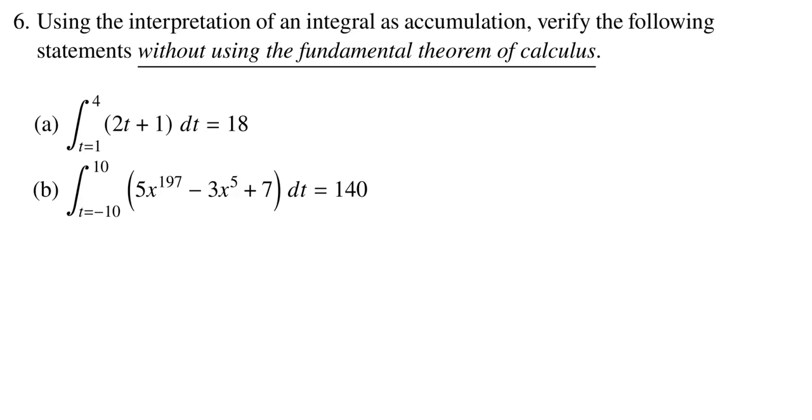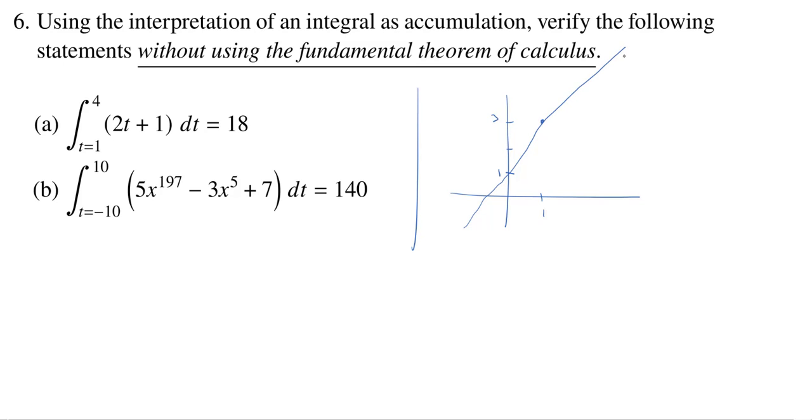So let's look at this first integral. This is asking us to compute the accumulation of the function 2t plus 1. That's just a line, right? So let's draw a picture. 2t plus 1, let's see. That means the y-intercept is 1. Then it's going to go up at a slope of 2. So if I went over 1, that'd be at 2, 3. So I can draw a nice line.